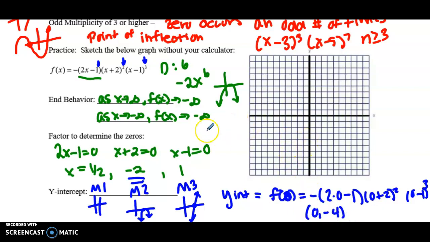So let's plot the points that we have. I'm actually going to scale this so that this is 1. I'm going to go every other: negative 1, negative 2, just to give me a little bit more space here. And same thing here, I'm going to go 1, negative 1. All right, so we have x is 1/2. That's going to go right here. We have x is negative 2. That's going to go right here. We have x is 1. That's going to go right here, and we have a y-intercept of negative 4. So I'm actually going to need to count 8.